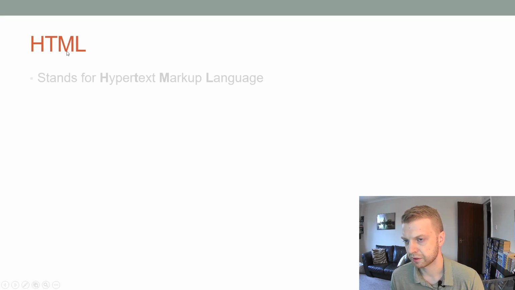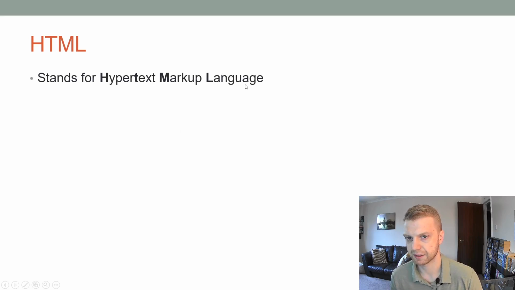So HTML, if you don't remember, it stands for Hypertext Markup Language. It's the stuff that helps us make web pages. Specifically, the structure of a web page, so like the text you can see on it, the images, that type of thing. It doesn't deal with colors or anything. That's something else which we'll deal with later.